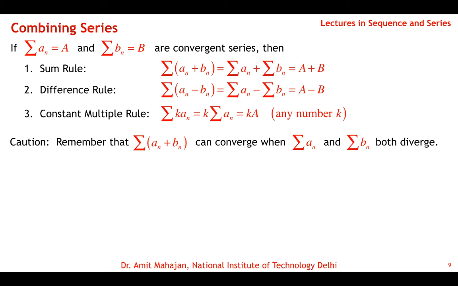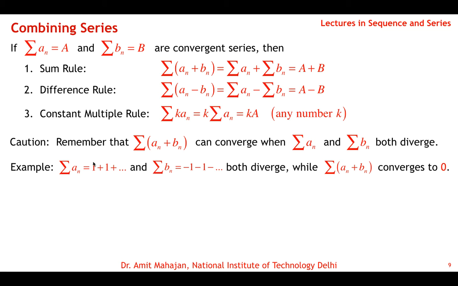Remember here that the sum series can converge even when the individual series an and bn both diverge. Even when these diverge, the sum can converge. For example, say the series an, which is 1 plus 1 plus 1 plus 1 and so on, diverges to plus infinity. The series bn, which is minus 1 plus minus 1 plus another minus 1 and so on, diverges to minus infinity. But if we add them term by term, an plus bn, the first term added to the first is 0, the second to the second is 0, and so on. So it's 0 plus 0 plus 0 and so on. So it converges to 0 itself.